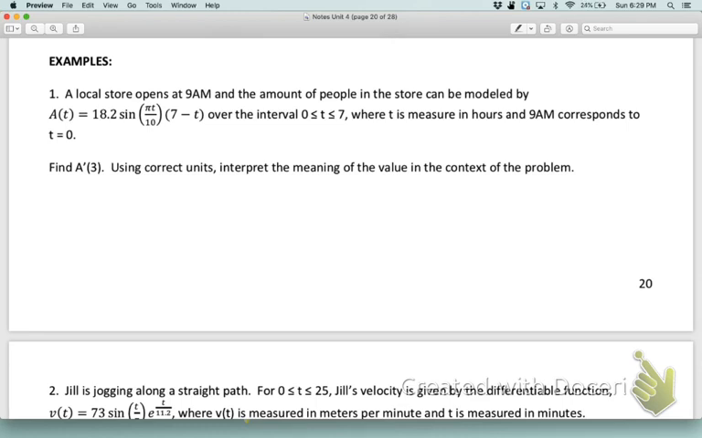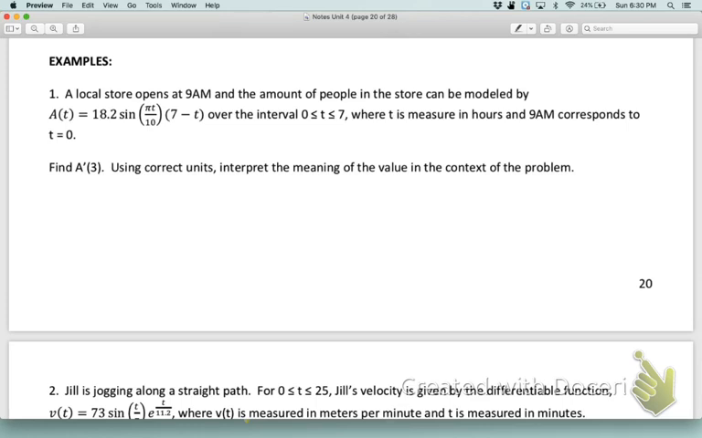Find A prime of 3 and, using correct units, interpret the meaning of the value in the context of the problem. So A prime of 3 represents a derivative. This tells me that I need to find a specific value. I need to use the word "at," and I need to make sure that I call it a rate. Okay, now this function is disgusting. I would say let's go ahead and try that yourself to make sure that you're using the calculator correctly.